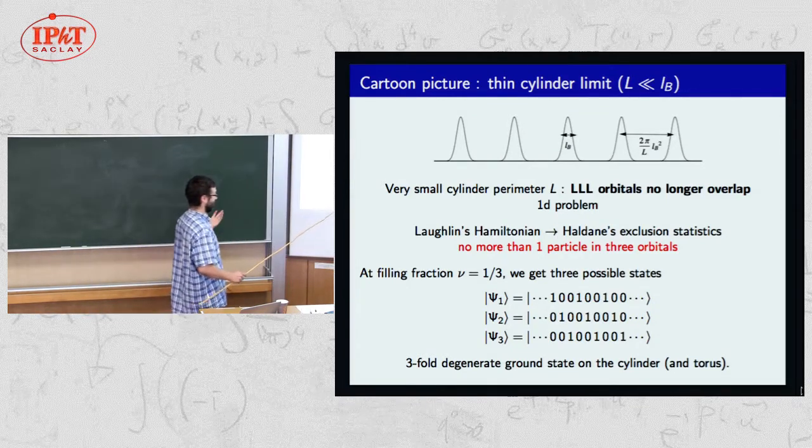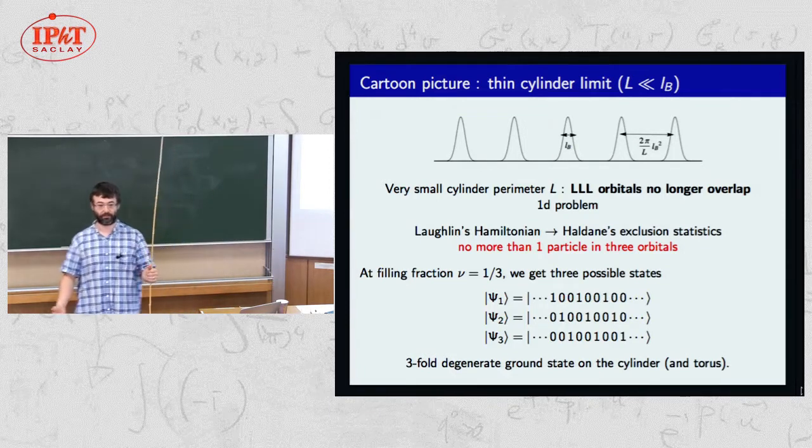So, well, actually, you can write the 3 ground states pretty easily. It's 1 fermion, nothing, nothing, 1 fermion, nothing, nothing. And these are translated by 1 or 2 units. That's the 3 ground states you find on the torus, for instance.